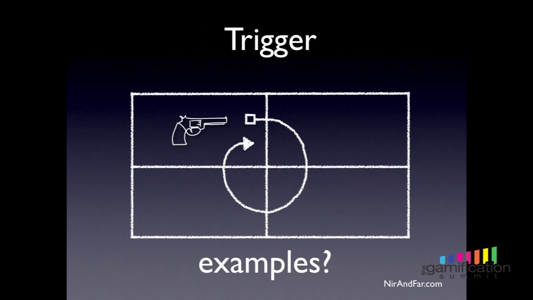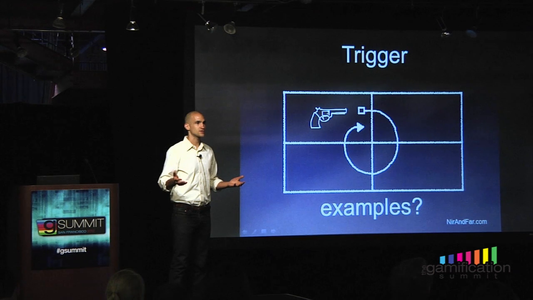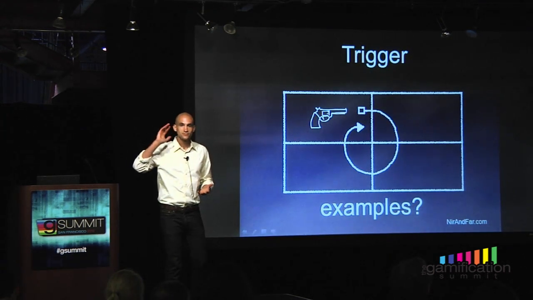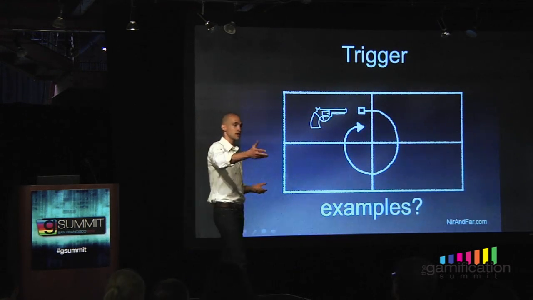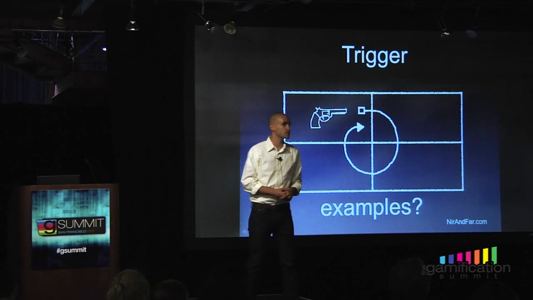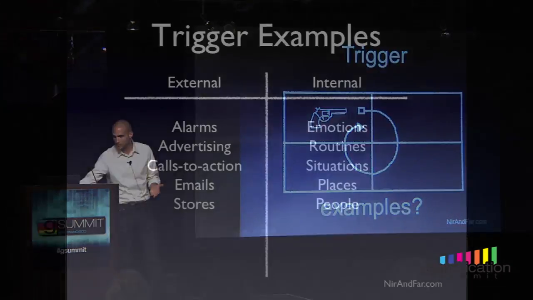Triggers. Okay, triggers are cues that come right before an action. So toss out some triggers. What are some things that come right before an action in your life? Let's hear some. What's that? Food, right? Smells of food. Anything else? What else triggers you to act? The phone, of course, absolutely. What else? Alarms. Fantastic. So these are all great examples.